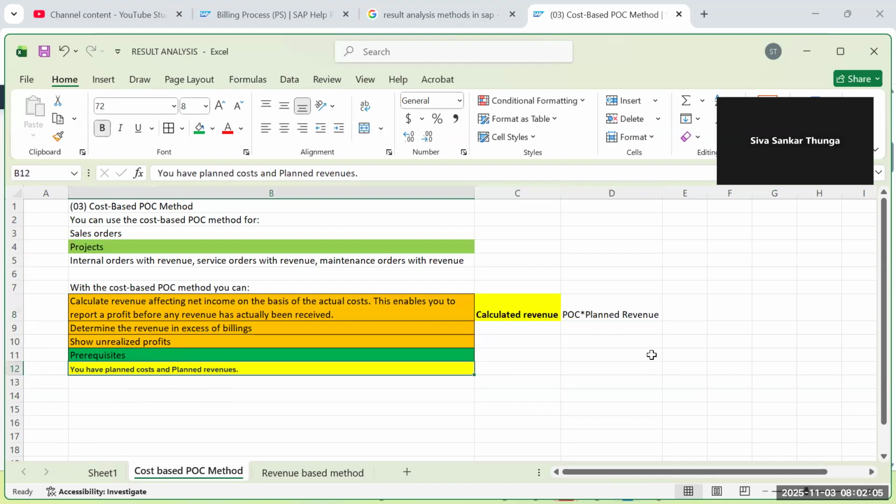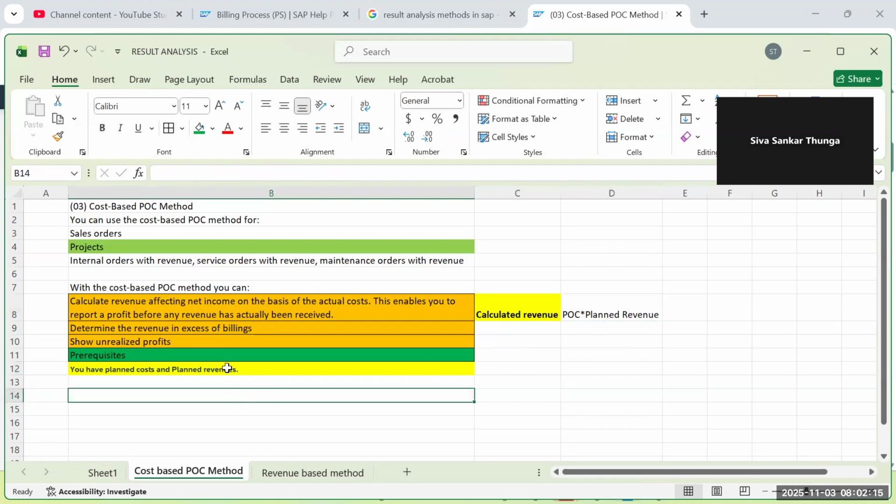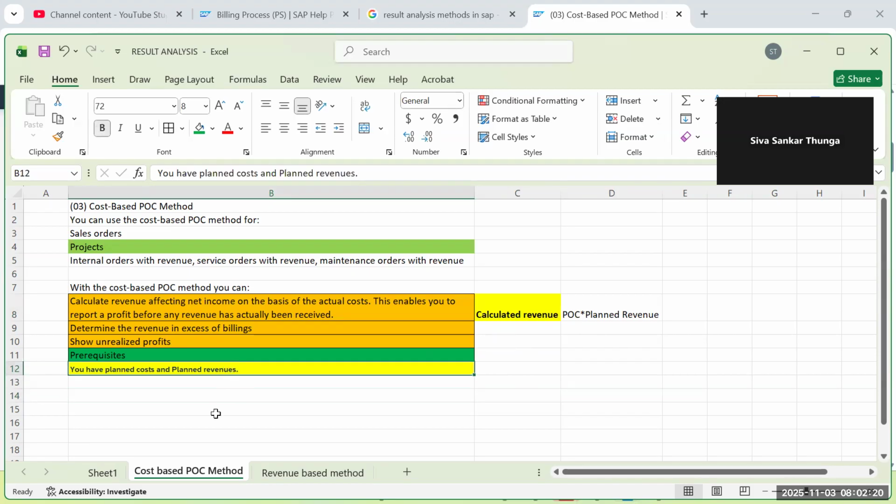The parameter planned revenue, the value of planned revenue, is what we use while calculating the calculated revenue. That is the reason I am telling you that for any project requirement to calculate the POC, I must have a planned cost. If there is no planned cost, then what are we going to adapt? We are not going to adapt anything. So SAP provided one more method saying that whenever you don't have a planned cost, copy the planned revenue as a planned cost. This enhancement is provided by SAP.